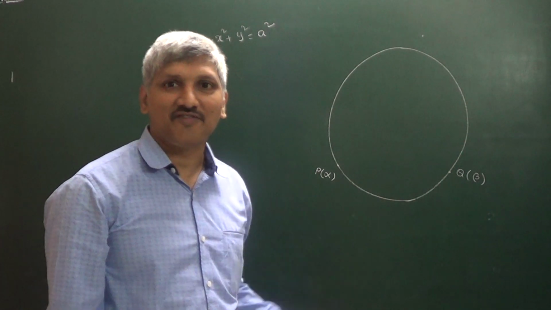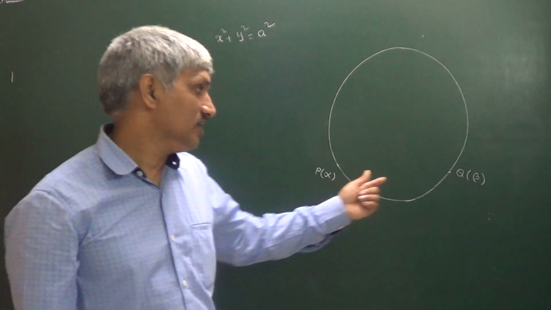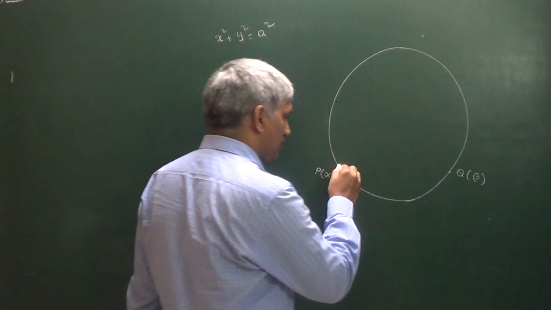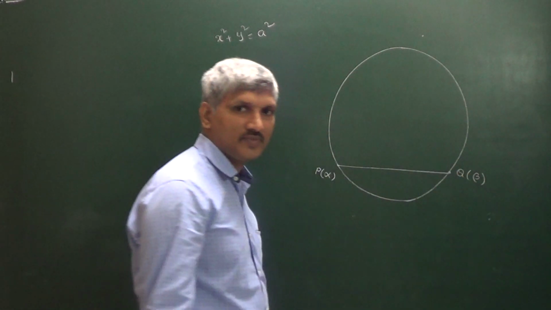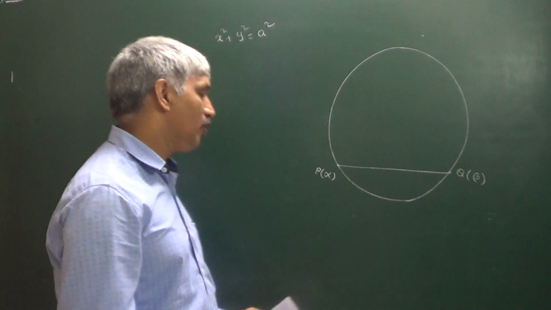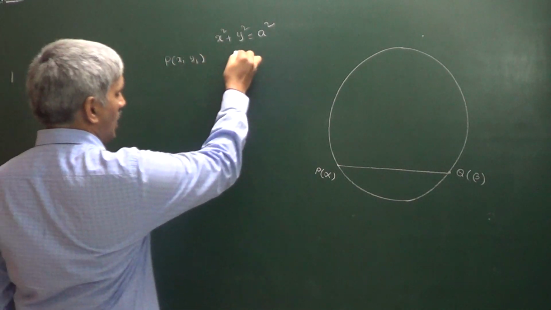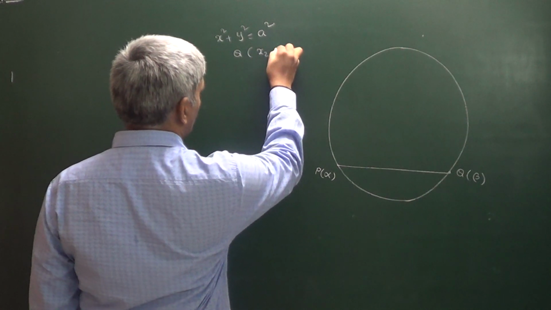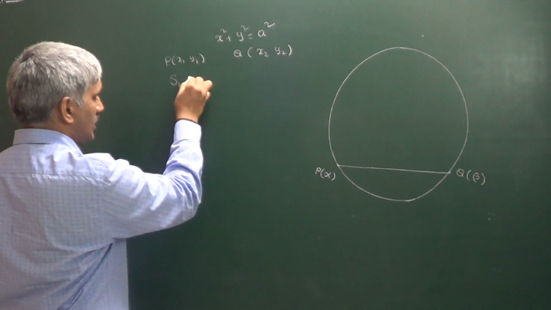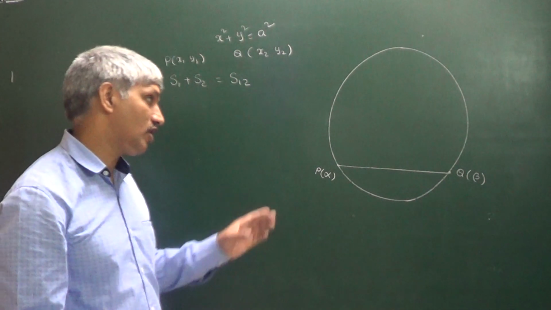P alpha, what is the meaning for that? This point coordinates are a cos alpha comma a sin alpha. This point coordinates are a cos beta comma a sin beta. Then what is the equation of this chord? Equation of chord passing through P alpha and Q beta. I hope everyone knows, if the point P is x1 y1 and the point Q is x2 y2, in earlier class we discussed the equation of the chord PQ is S1 plus S2 is equal to S12. That is the equation of this chord.